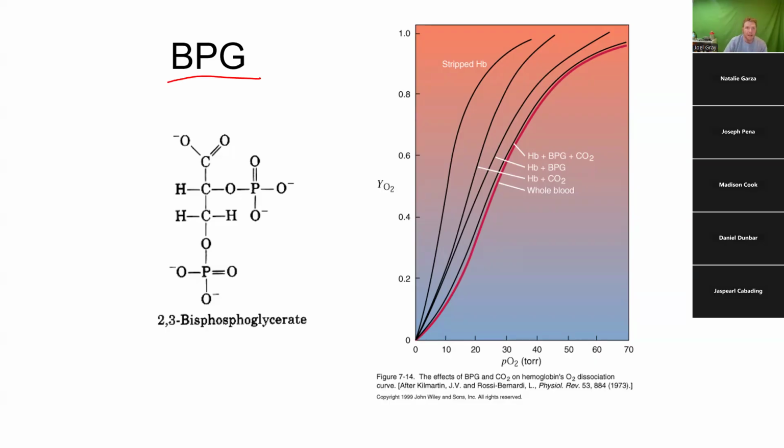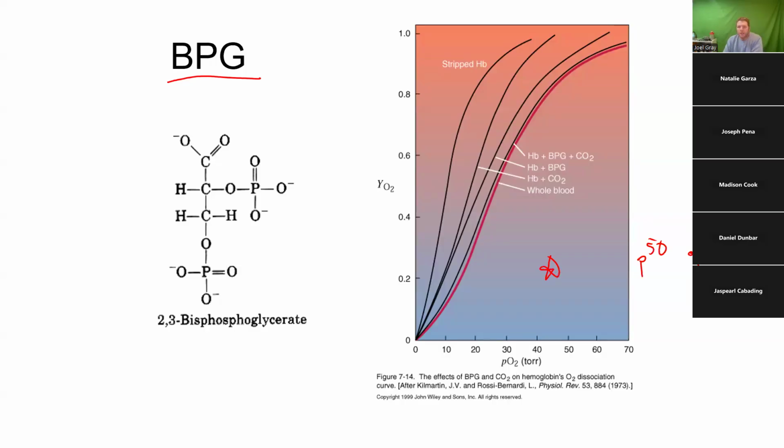Now, BPG is an allosteric effector of hemoglobin in that it's going to influence the T or R state of hemoglobin as being the form that we find. Now, this slide, I went over this one a little bit, and so I'll do it again today. This is really just to show how different things contribute to the P50 of hemoglobin.